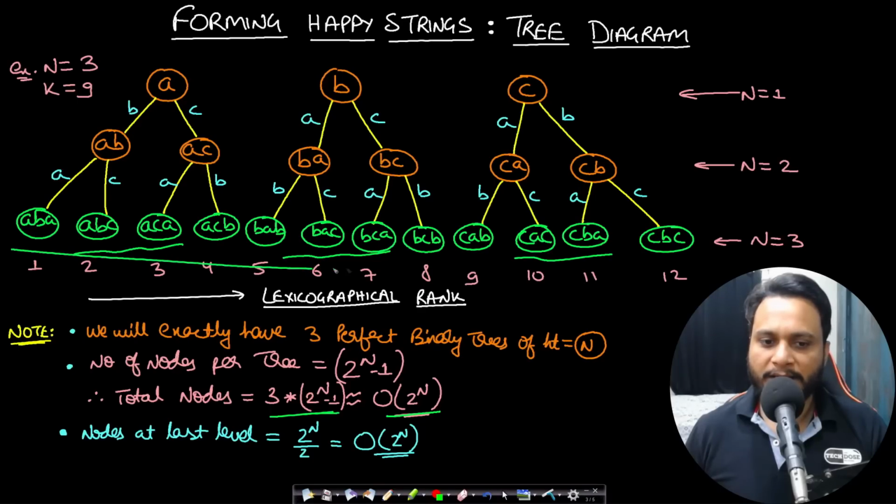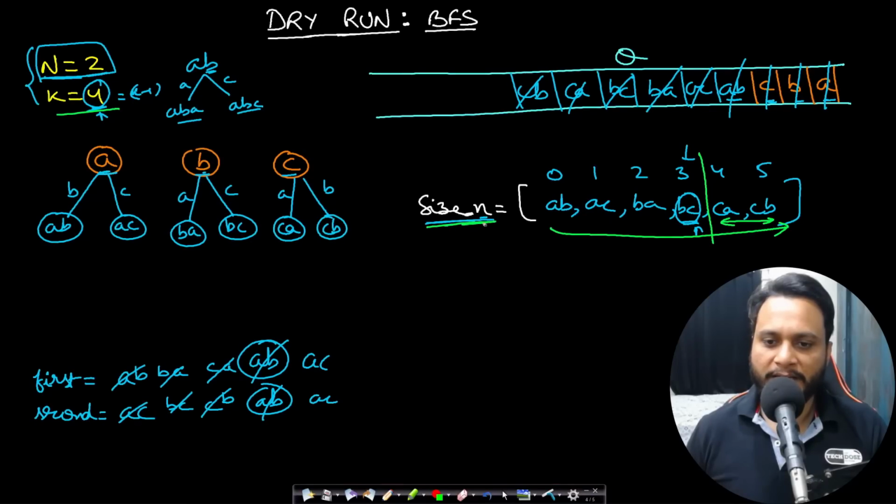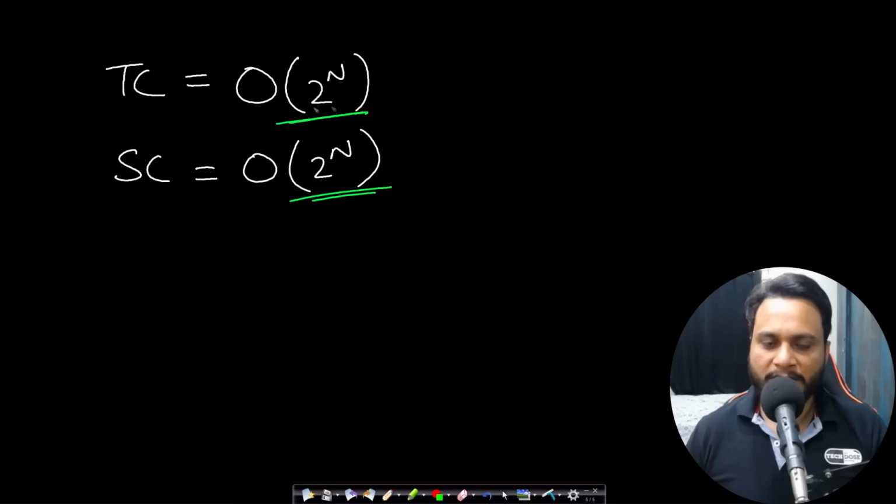And since at the last level you have exactly the double amount of the internal nodes approximately, that is how at the last level also you have 2 to the power n number of nodes, order of this, right? And so the space complexity due to the size n array is order of 2 to the power n, right? So I hope this time and space complexities are clear. Let's now look at the code.